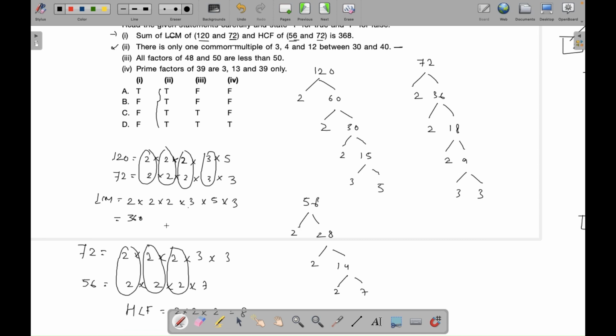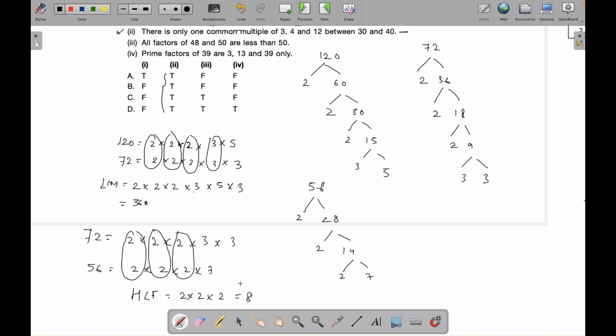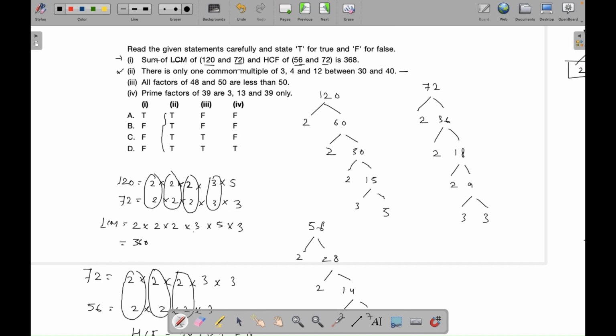Okay, so LCM is 360 and HCF is 8. The question says the sum of the LCM and HCF of these two numbers is 368. So this is 360 and this is 8. If you add both of them, you get 368.